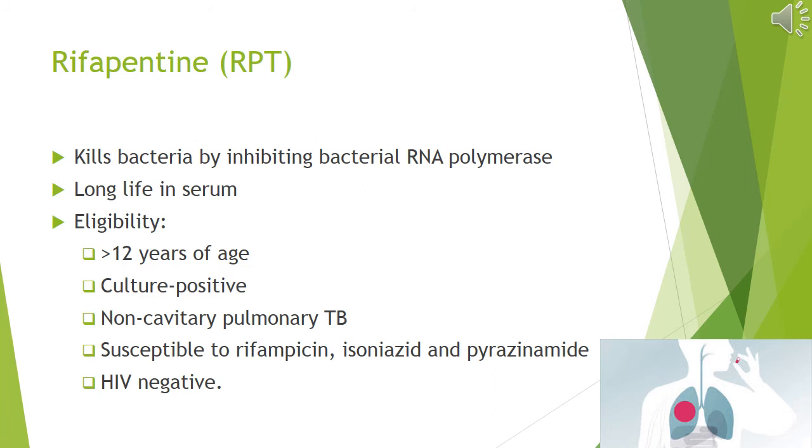The criteria are 12 years of age or older, culture positive, non-cavitary pulmonary tuberculosis, which means that there is no gas filling the lung in the center of a nodule or consolidation. Susceptibility to rifampicin, isoniazid, and pyrazinamide, and HIV negative. Having criteria for eligibility allows only those people who the drug will work best on to get the treatment, so it works for them instead of against them.